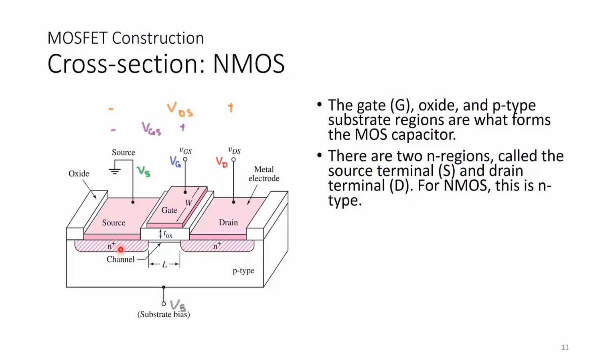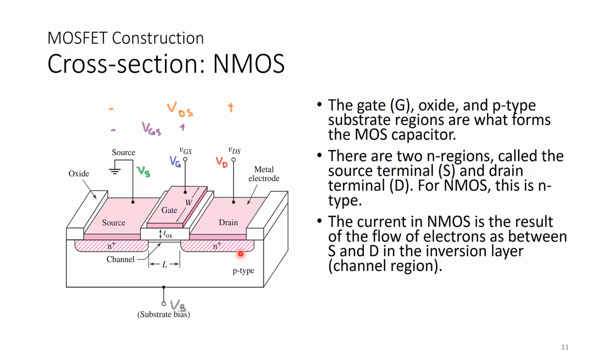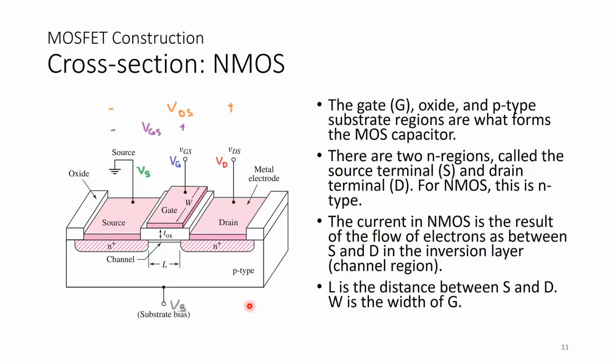If you look at a MOSFET structure like this and you see that the source and drain are N+, then it is an NMOS. The current in NMOS is the result of the flow of electrons between source and drain in the inversion layer or the channel region. We'll have a look at that statement in more detail in the slides after this.